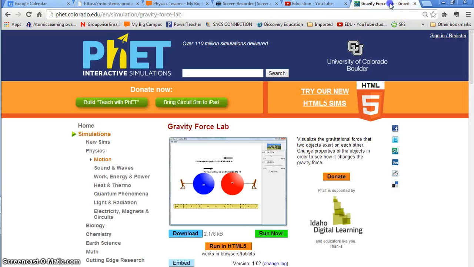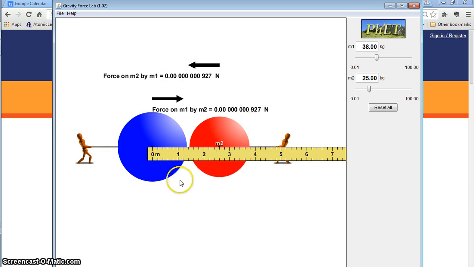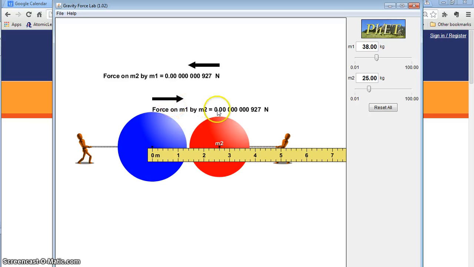Okay, so this is what the lab then looks like when you get to it, and you'll be able to change where these people are, and so you can move this meter stick and you can measure the distance between their centers. Of course, you need 6 data points. You need to keep the masses constant. You can't go changing them, and so you'll just simply get your 6 data points and you'll record the force.